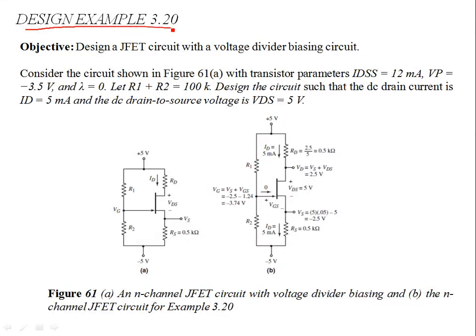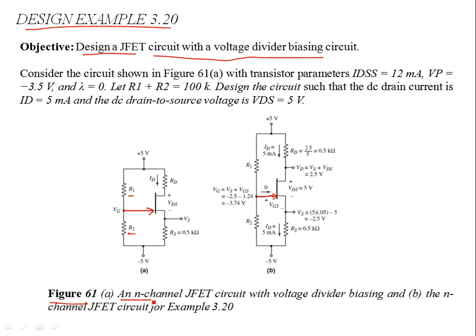The design example 320 from the course text. The objective is to design an N-channel JFET circuit. You see over here, given the direction of the current, this is an N-channel JFET, and then you have a voltage divider consisting of R1 and R2. So you have to design a biasing circuit for the N JFET. You have to design the circuit again with the voltage divider biasing circuit, which is shown in figure 61.